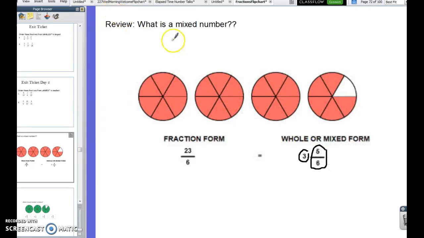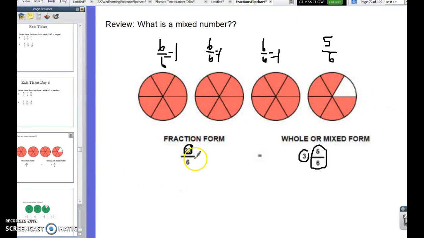If we look at these, we have 6/6, which equals 1 whole. We have another 6/6, which equals 1 whole. And we have another 6/6 that equals 1 whole. Then we have 1, 2, 3, 4, 5 out of 6 pieces, so that would be 5/6. So my mixed number, if I were to count all the individual pieces, we would have 23 pieces, and there's 6 in each whole.